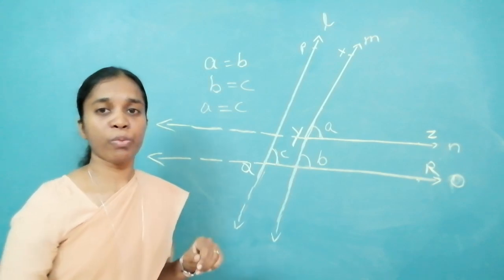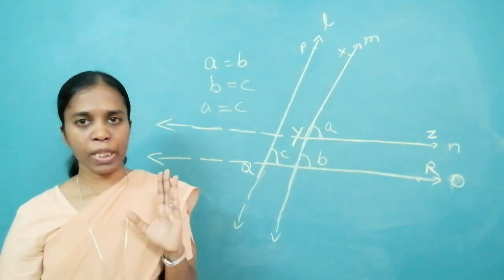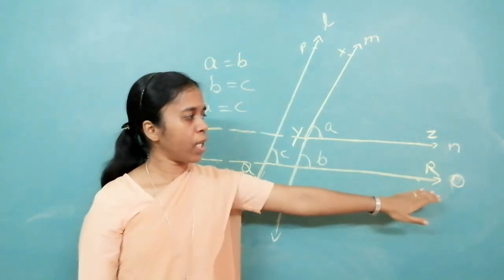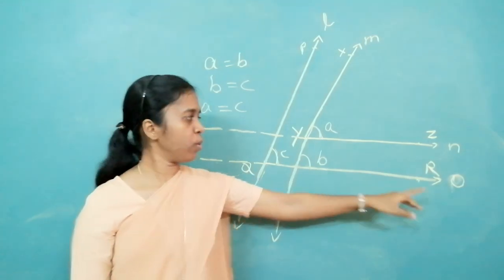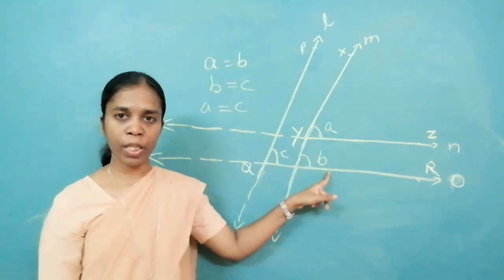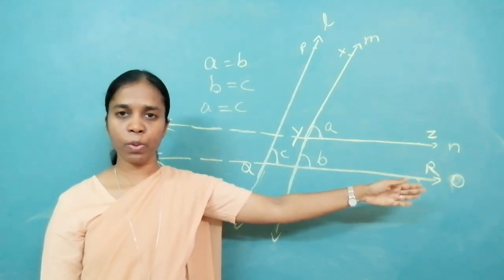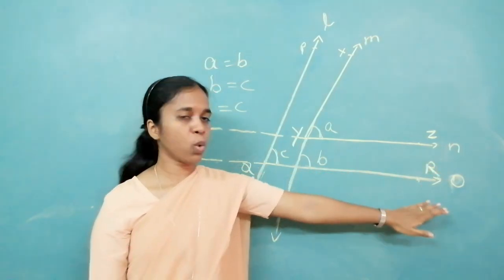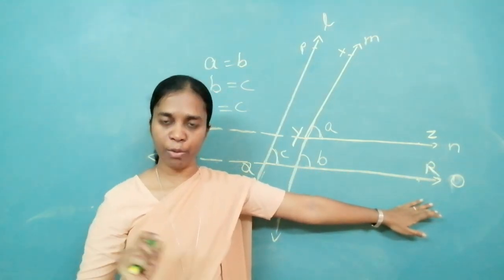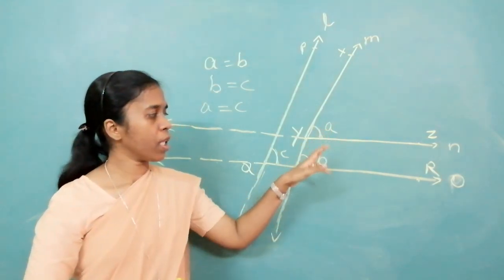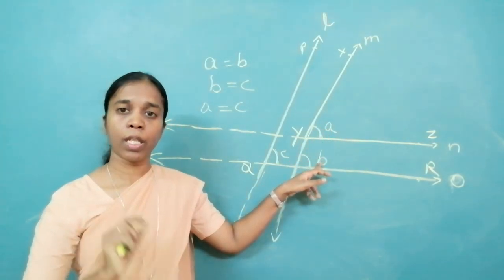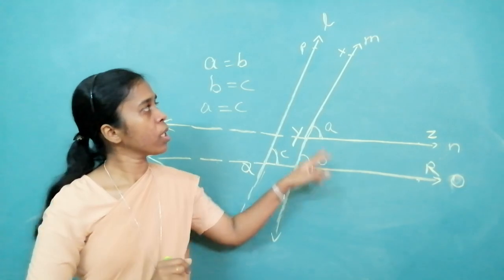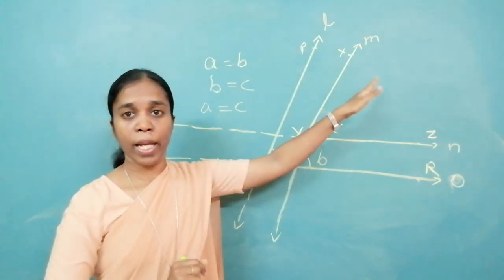Okay. How do we write the steps for it? Please pay attention. You have to mention line N parallel to line O. Therefore, A equal to B, equation 1, corresponding angles. I repeat, line N parallel to line O. Therefore, A equal to B, equation 1, corresponding angles. Next, line L parallel to line M.